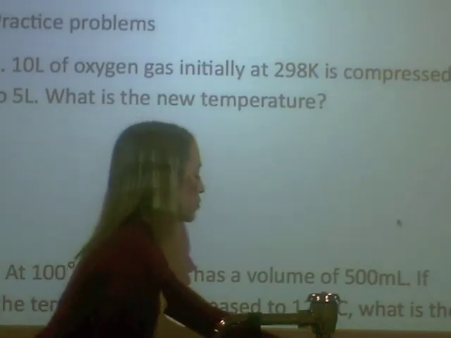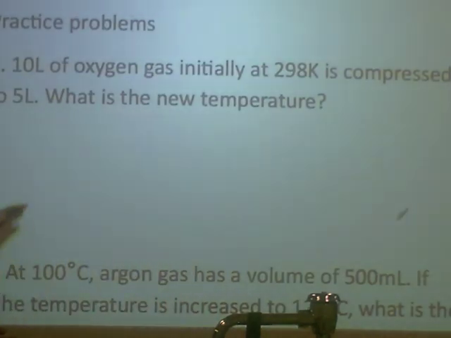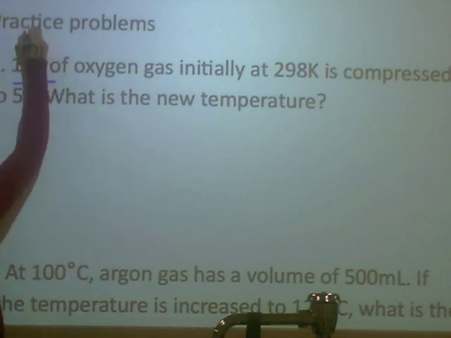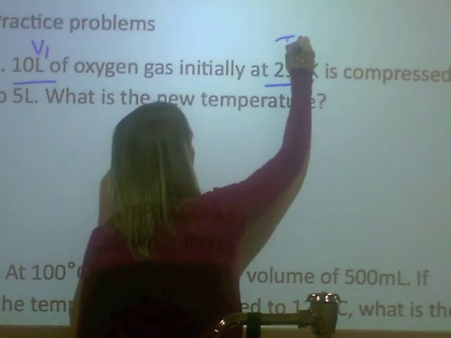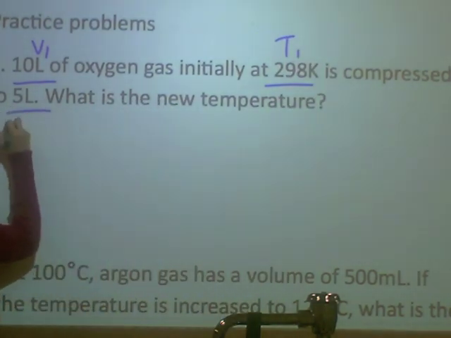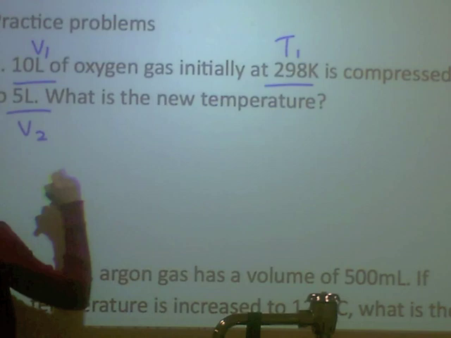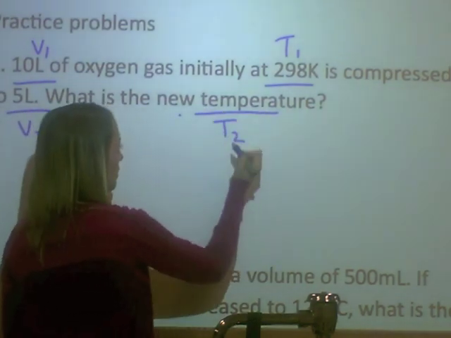We have some practice problems for Charles' law as well. 10 liters of oxygen gas initially at 298 Kelvin is compressed to 5 liters. What is the new temperature? 10 liters is my initial volume. Again, liters indicates volume. Kelvin is my initial temperature. 5 liters is my V2. My new temperature is T2.